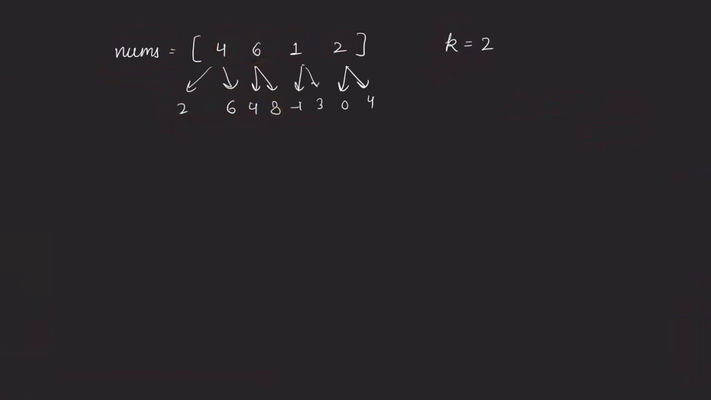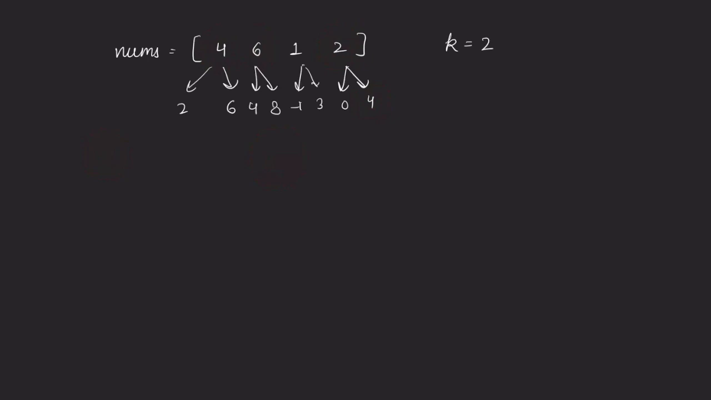So if we see here, 4 can remain 4 only because 4 is within this range. 6 can be changed to 4. Then 1 cannot be changed to 4, so this we can keep as is. 2 can be changed to 4. So these three numbers we were able to change into 4. So this is the longest subsequence that we can get where all the elements are equal and its length is 3. This is going to be our answer in this particular case.